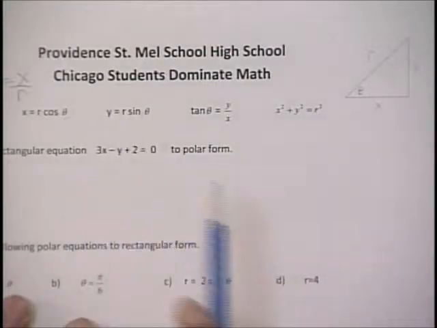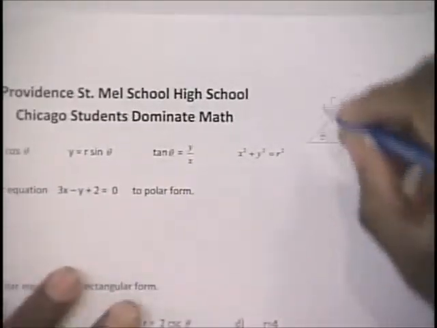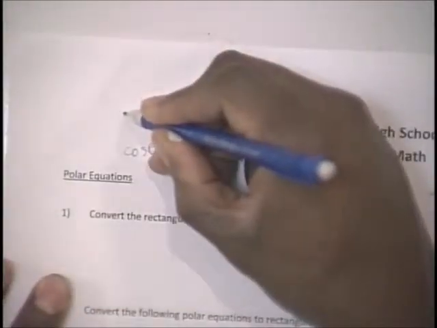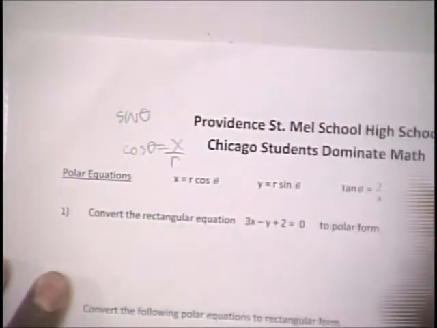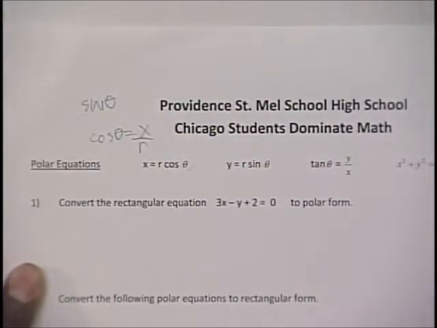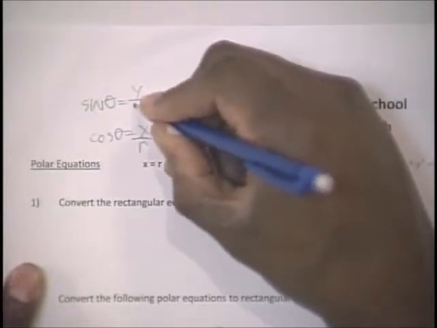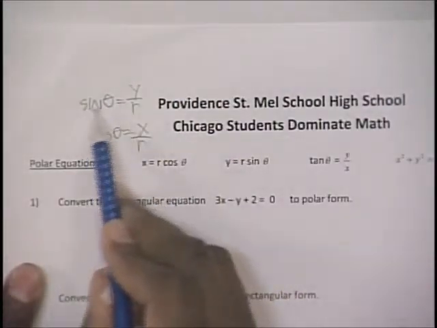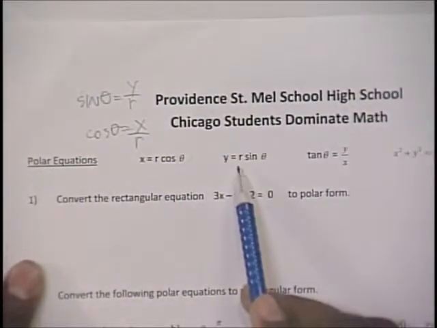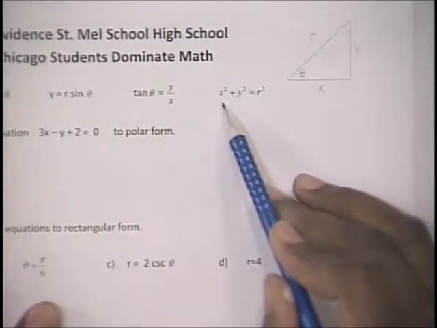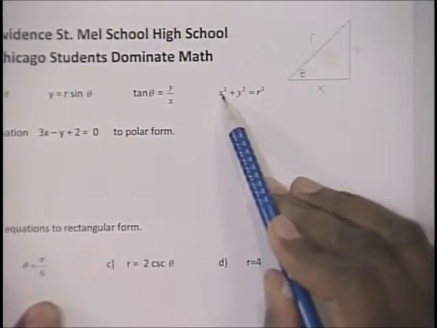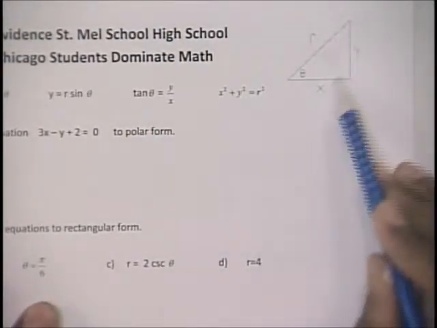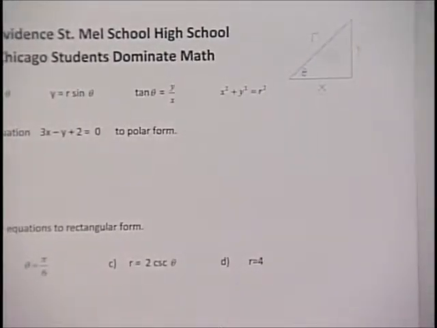And this is the same thing here. The sine of theta is equal to y over r, okay? And if you multiply by r on both sides, you'll get that y is equal to r sine theta. Also, notice here, I hope you can read that, x squared plus y squared is equal to r squared. That's true too, based on the Pythagorean theorem.